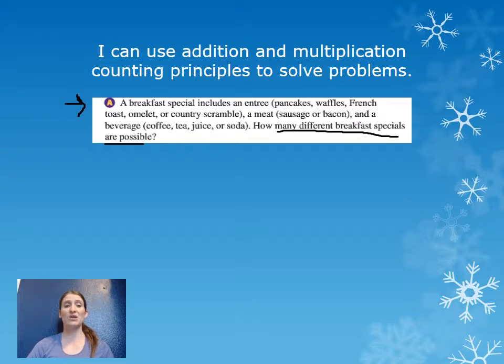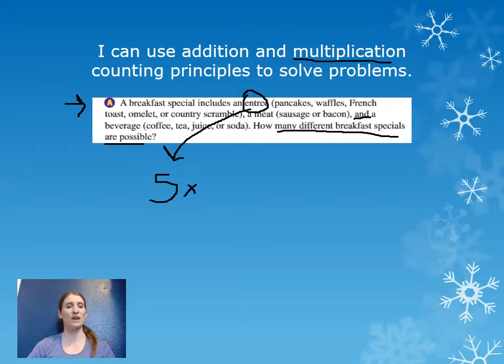So I'm going to go ahead and use my multiplication counting principle here, because it says and. So I'm getting all of these together, not one or the other, okay? So first of all, I count how many entrees do I have. So I look at the entrees. Well, I have pancakes 1, waffles 2, French toast 3, omelet 4, country scramble 5. So I have 5 choices for the entree. Okay, so there's my entree.